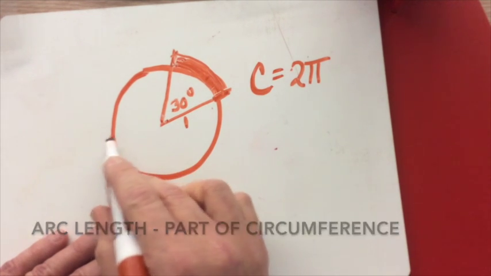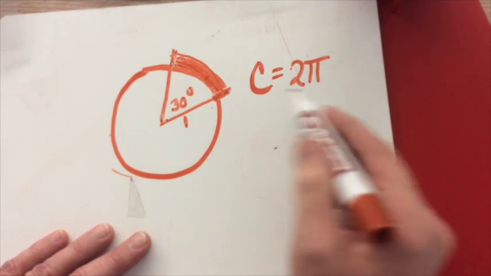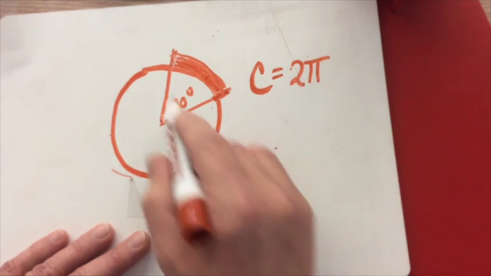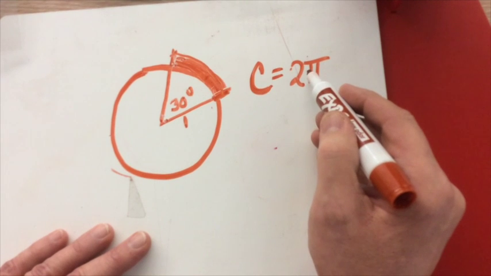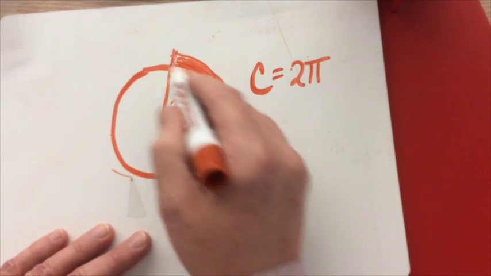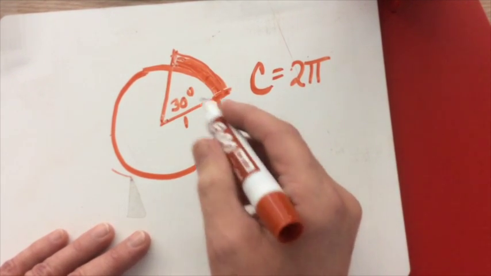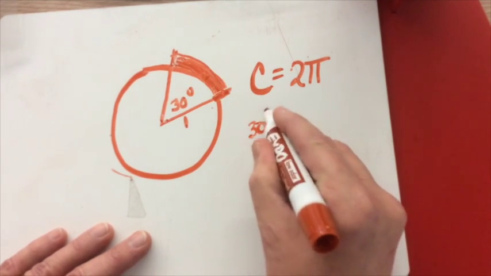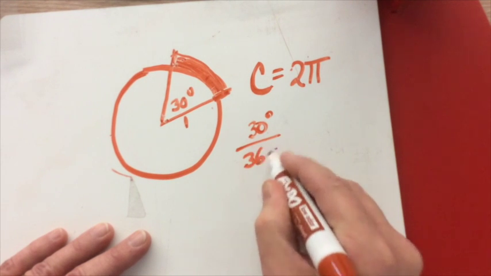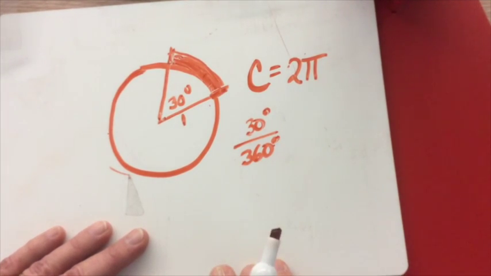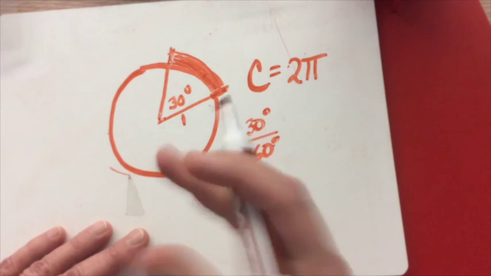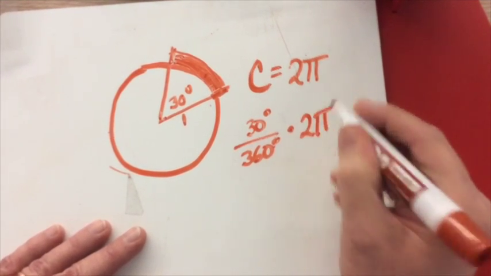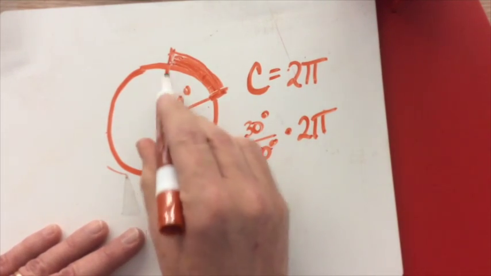If I asked you how big was half the circle, you would divide this by 2. You would say it's pi. If I was saying 1/4 of the circle, you'd multiply this by 1/4. You'd say pi over 2. Well, the portion of this circle we're looking at is 30 degrees over 360 degrees, right? So whatever that portion is, if you multiply that by 2 pi, you'll get this distance. Yeah, right?